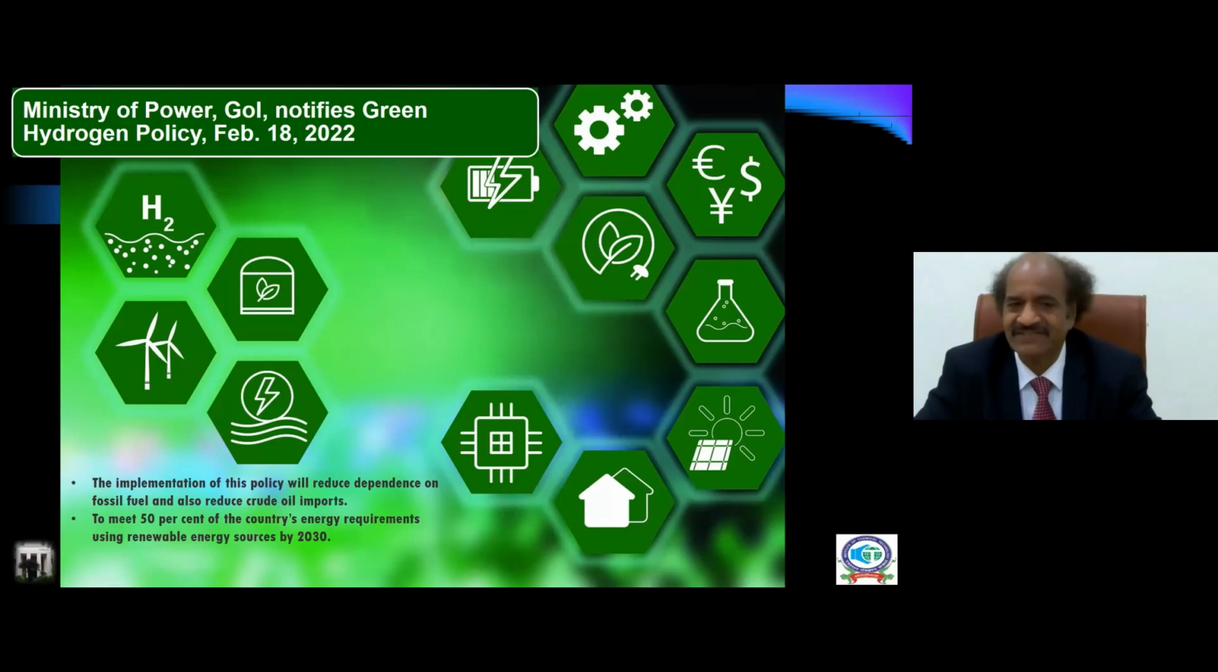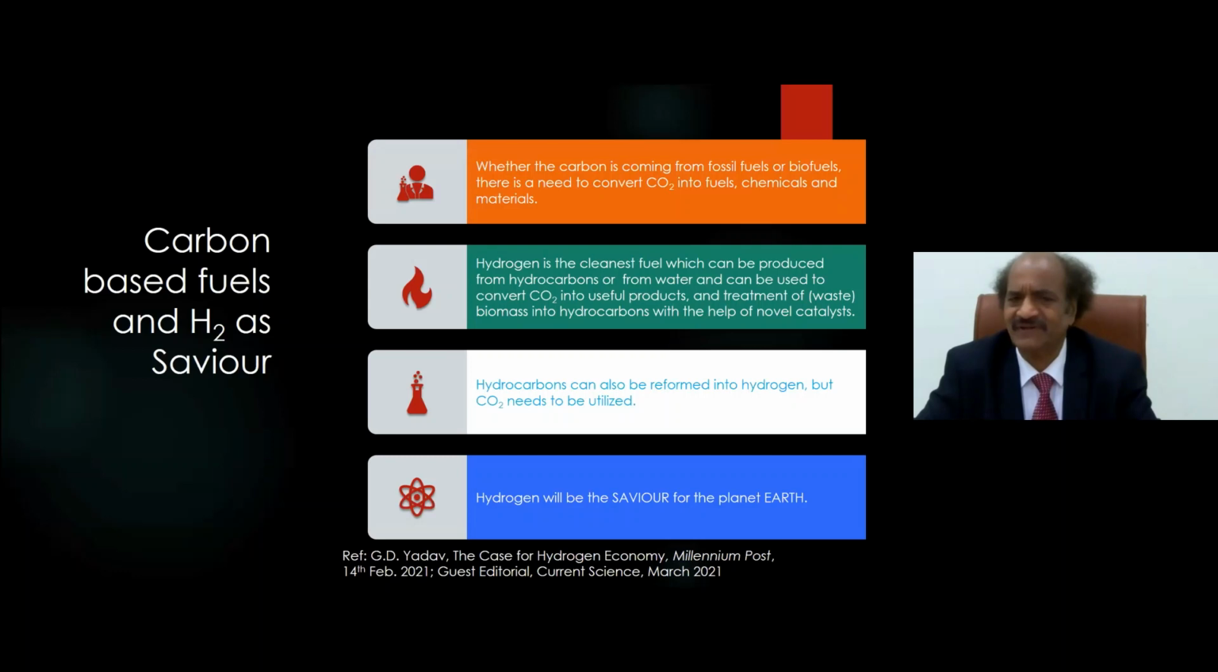And 50% of the country's energy requirement will be met using renewable energy by 2030. So ammonia is a source of hydrogen, as you know. And hydrogen, green hydrogen or blue hydrogen for that matter. So what it means is, whenever you have carbon-based fuels, we have to take hydrogen as a savior. And hydrogen is the cleanest of all fuels, okay?